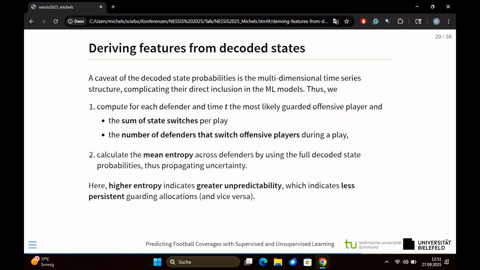And similar to Franks et al., we also calculate the mean entropy across defenders by using the full decoded state probabilities, and with that we propagate uncertainty. Here higher entropy indicates greater unpredictability, which indicates less persistent guarding allocations, which could indicate zone coverage.